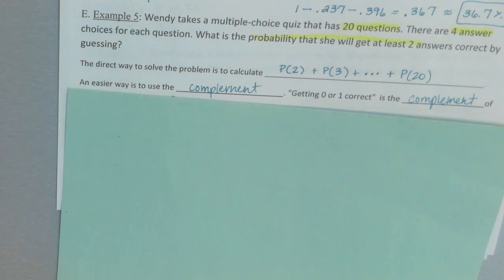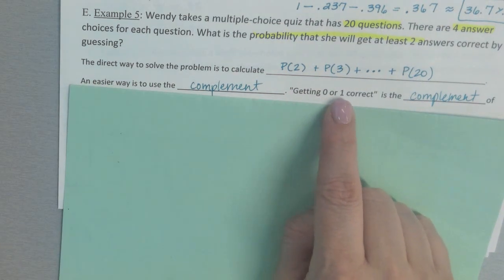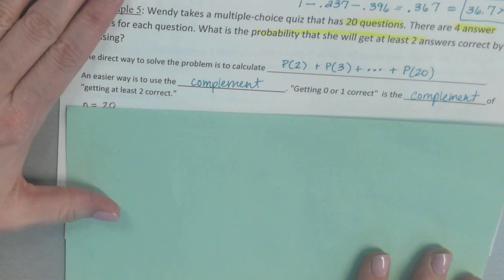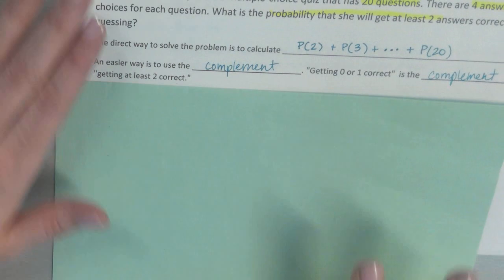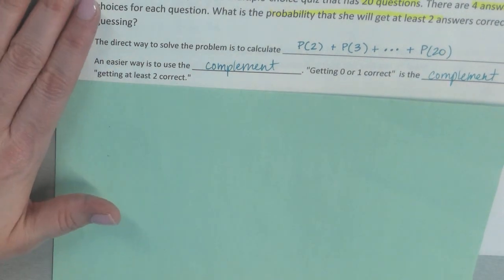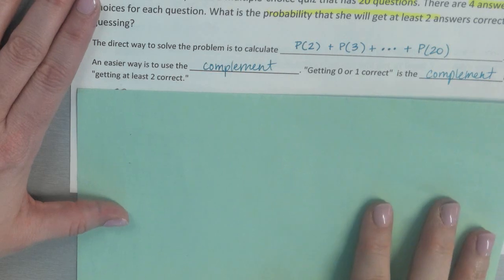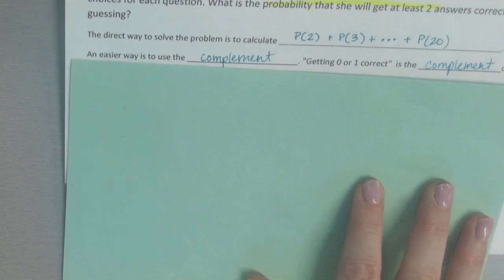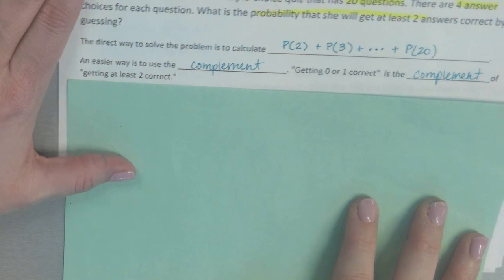So this is what we did in example 4. The complement to getting at least 2 answers correct would be getting 0 or 1 correct. So what we can do is find that and then subtract from 1. Just like we did in the last one, we're going to do the probability of multiples. So in this case, what's your value of n?